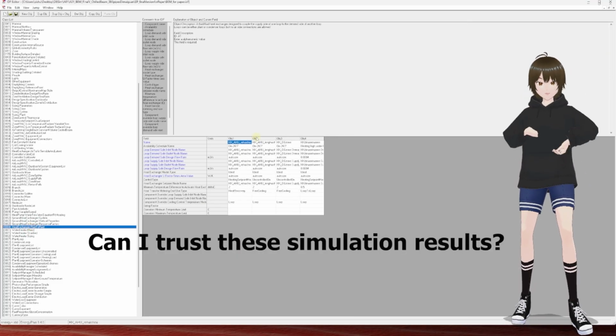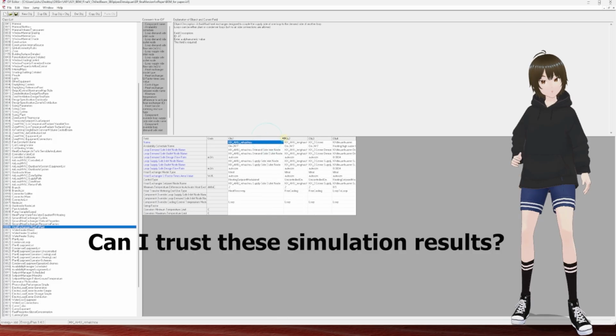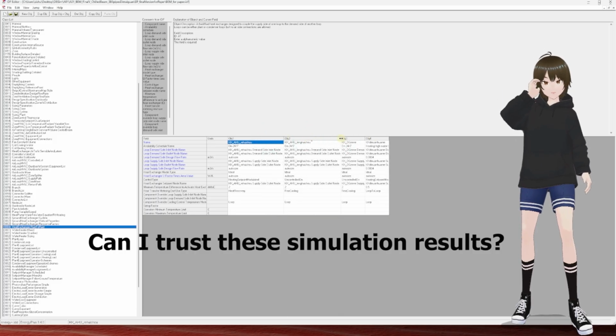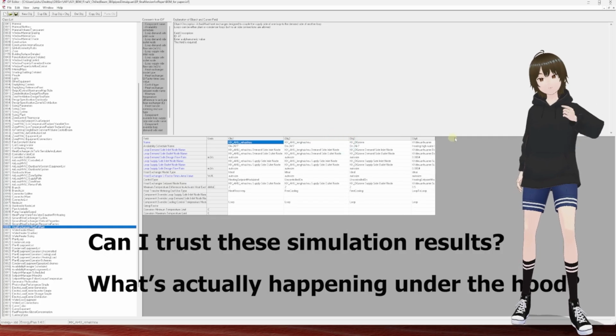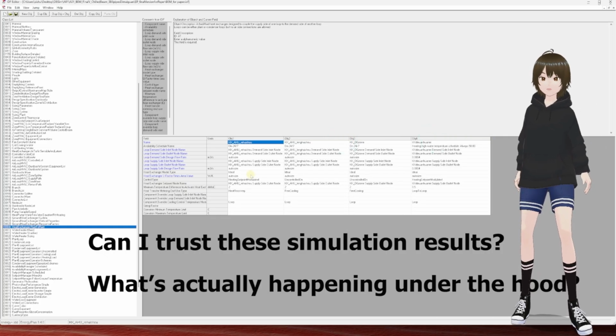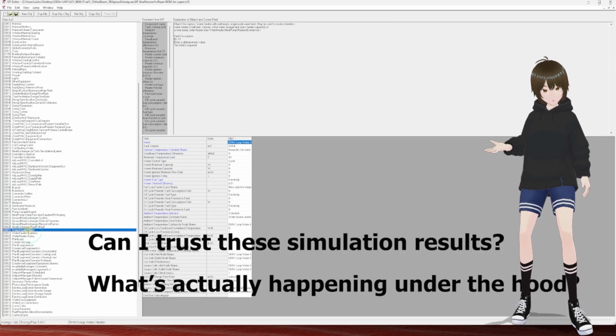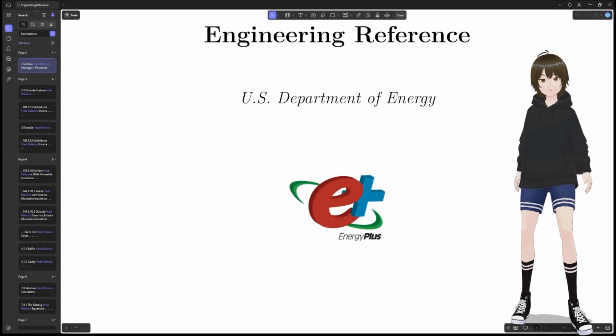Can I trust these simulation results? What's actually happening under the hood? That's what pushed me to look beyond the interface and into the models themselves.